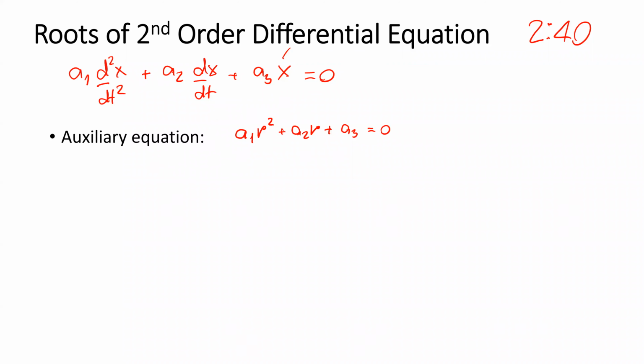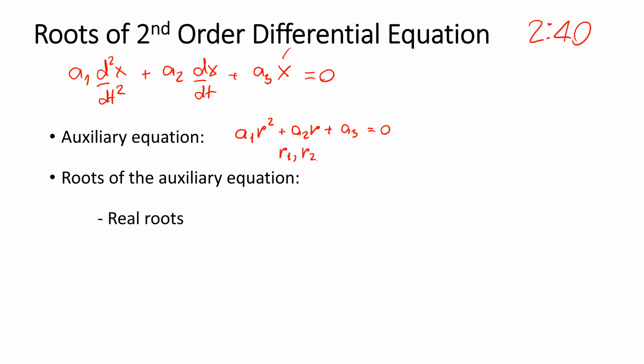And of course, we need to solve for r1 and r2, which are the roots of the equation. We are going to obtain r1 and r2 by minus a2 plus or minus the square root of a2 squared minus 4 a1 a3, divided by 2 a1, right?